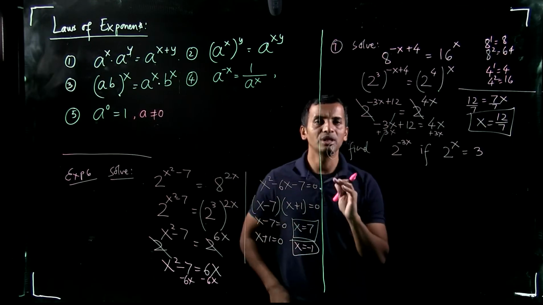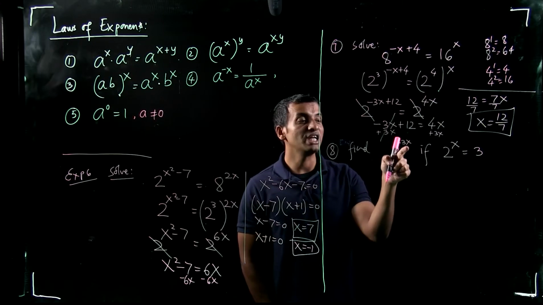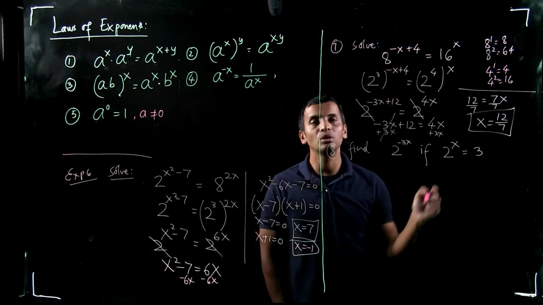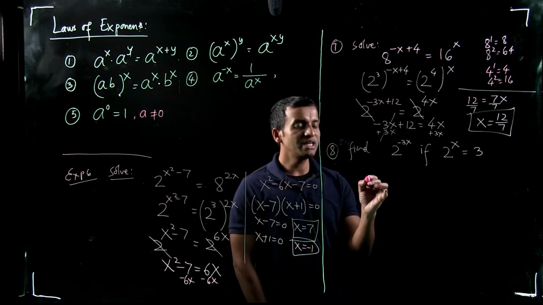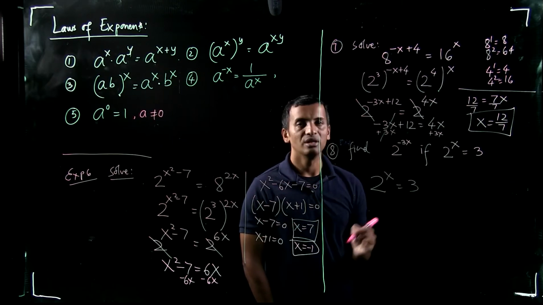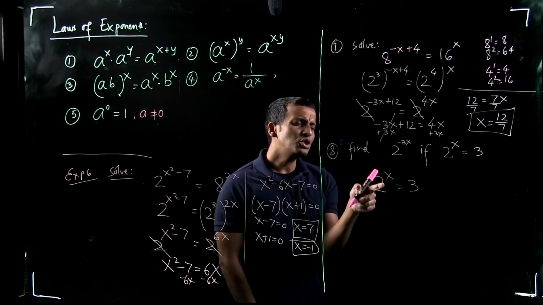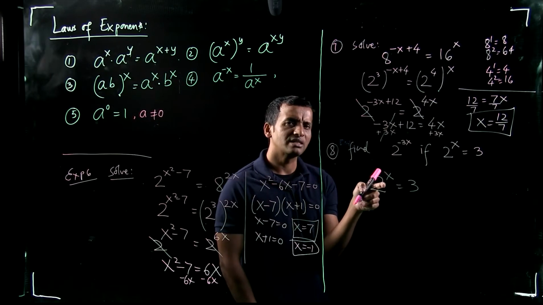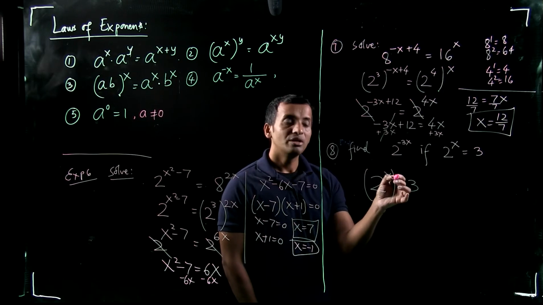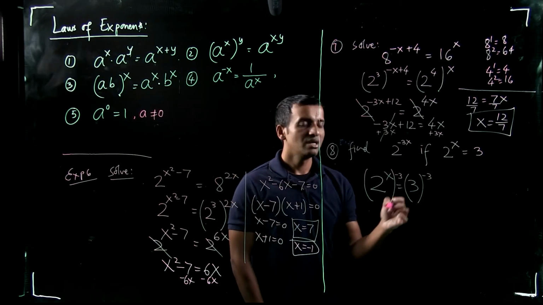Okay. Now the final example is, find 2 to the negative 3x if 2 to the x equals 3. So what is given? Let's write down the given thing first. 2 to the x equals 3. Now you want to find 2 to the negative 3x. So how do I get 2 to the negative 3x from 2 to the x? That's right. You need to raise both sides to the power of negative 3.